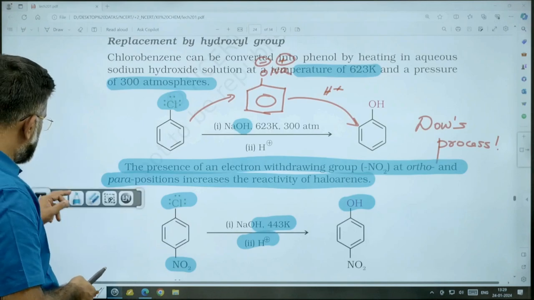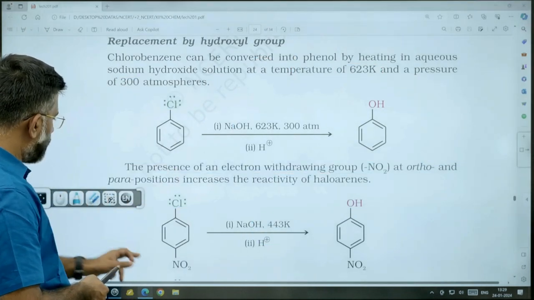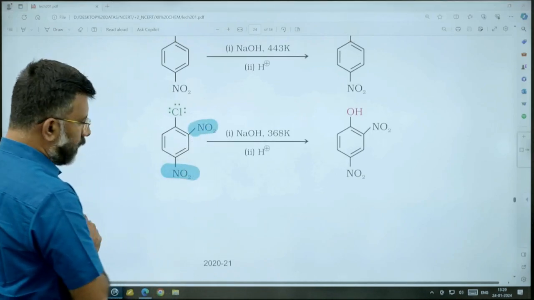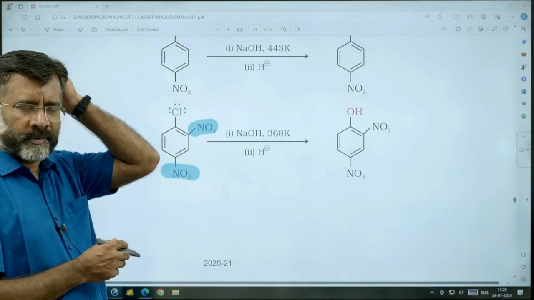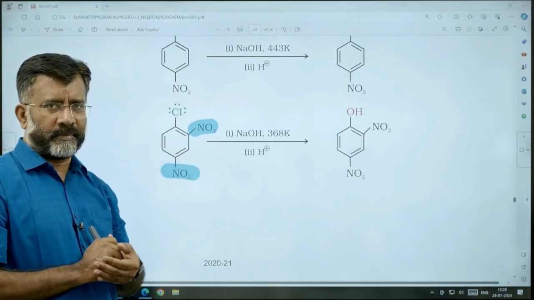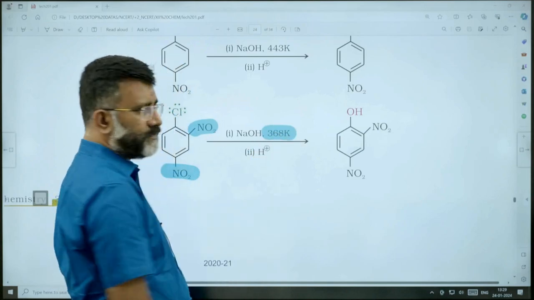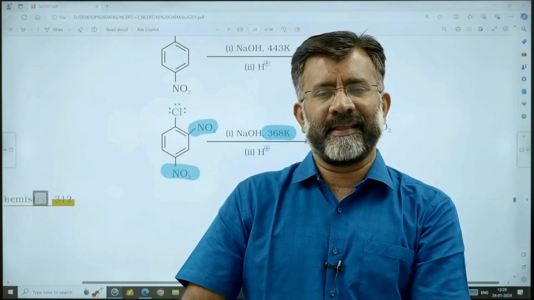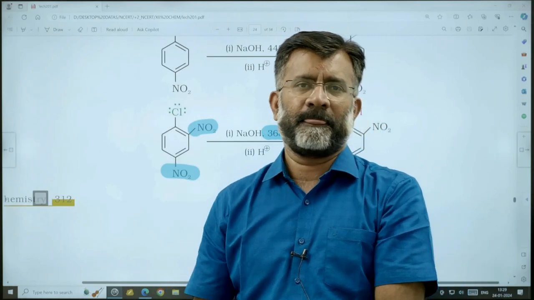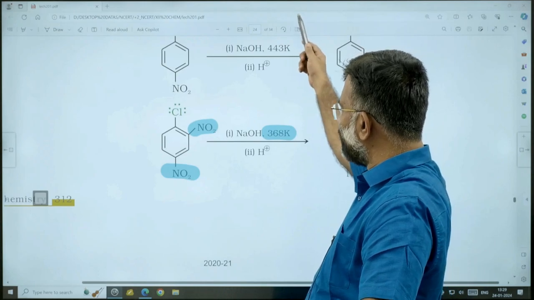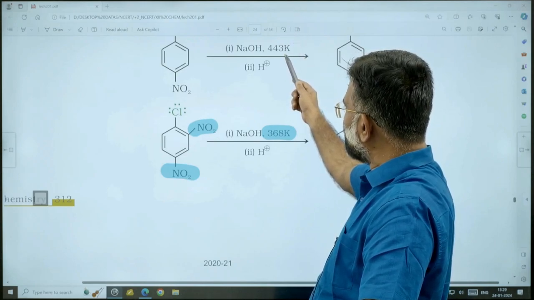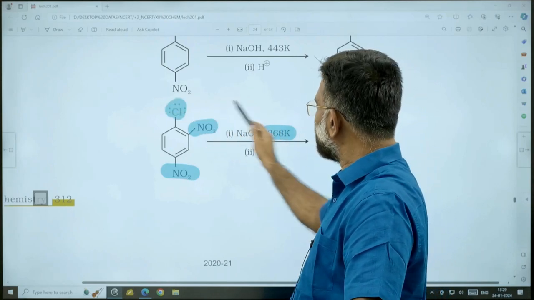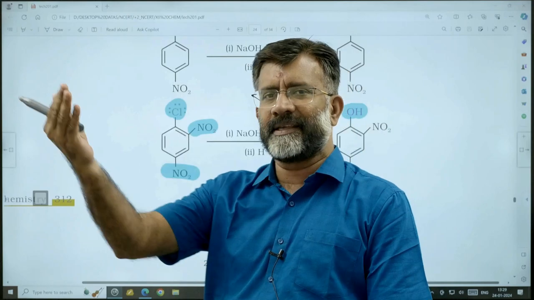So what if there are two nitro groups present? Both ortho and para positions are occupied by nitro groups, so it is ortho para dinitrochlorobenzene. Now the reactivity is increased again, and the reaction happens in a much better way. Earlier it was 623 Kelvin, then 443 Kelvin, and here it is only 368 Kelvin, where chlorine is replaced by the OH group in a much easier way.